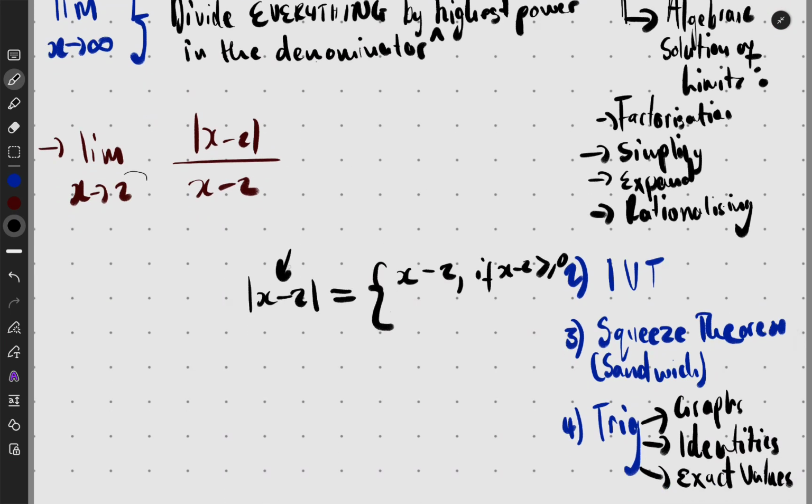Then if this inside is less than 0, then it will put a negative outside to change it so that it stays positive. If this is less than 0, that means it's going to be a negative answer. That means the modulus will put another negative outside to change it to be positive, because the job of modulus is to keep the function positive. So this negative outside is to change it back to positive. That is if x minus 2 is less than 0.